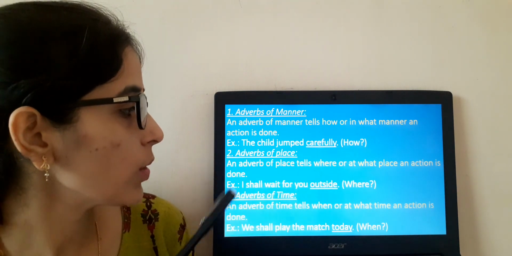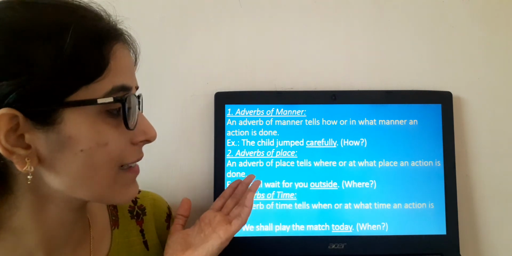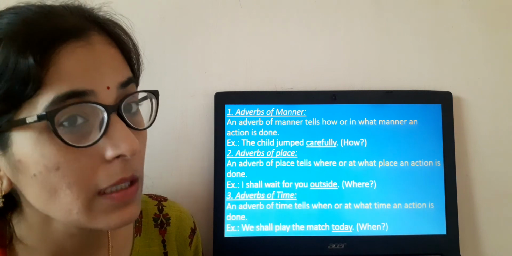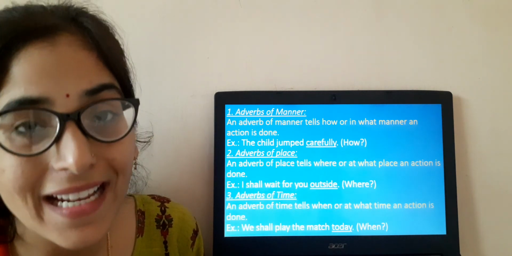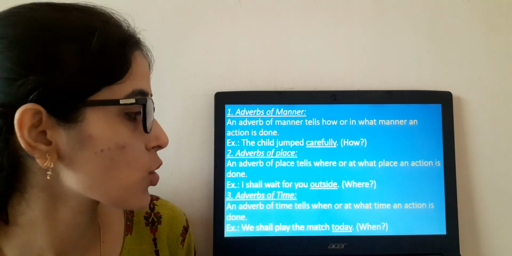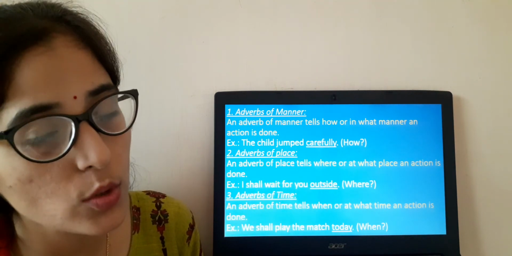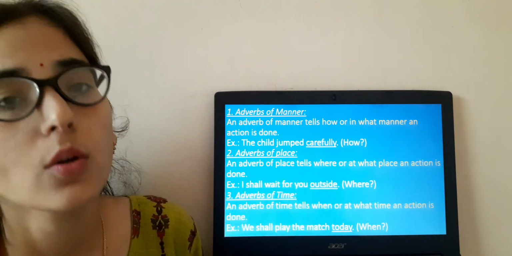Let us see the second one, adverb of place. Here it is very clearly understandable that it is talking about the place. Clear? An adverb of place tells where or at what place the action is done. Clear? I shall wait for you outside. So where are you going to wait for me? Outside. So here you are going to ask the question with where.